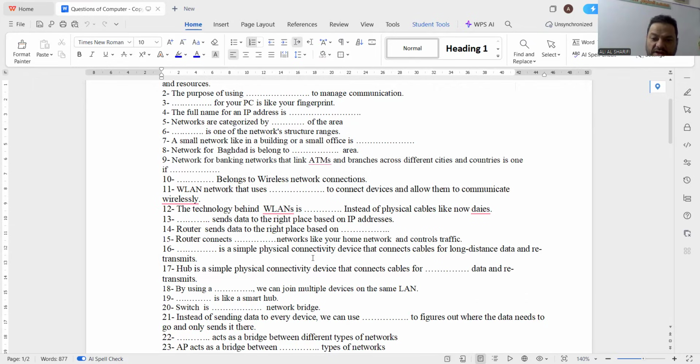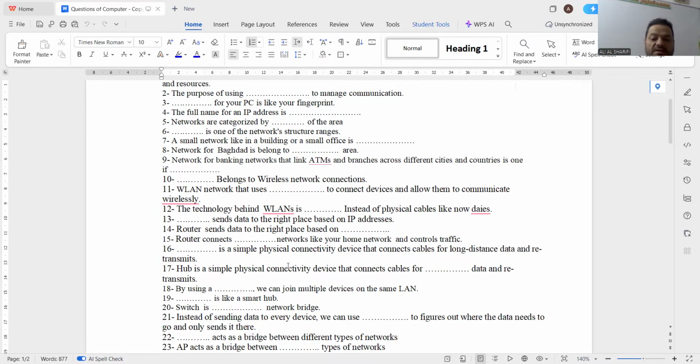Hub is a simple physical connectivity device that connects cables for long distance. What are we using in physical things to benefit from long distance? You should know. Hub is a simple physical connectivity device that connects cables for what? Data and transmit. By using something, we can join multiple devices on the same LAN. Hub, switch, bridge, you should know.